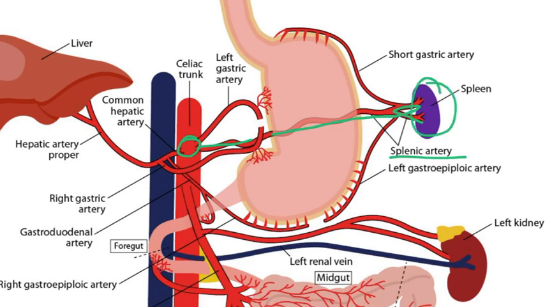The third and final branch of the celiac trunk is the left gastric artery, which comes up and you can see supplies the superiormost portion of the stomach, specifically this lesser curvature right here.